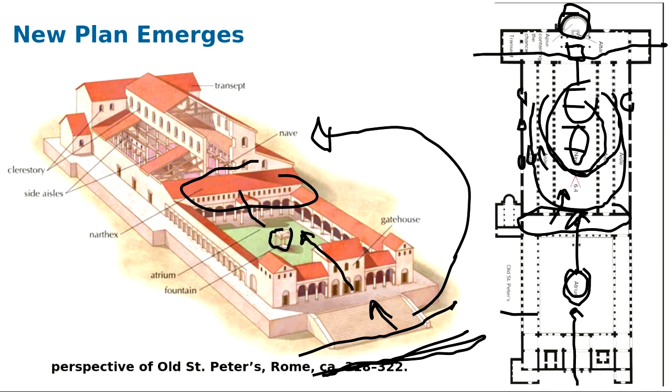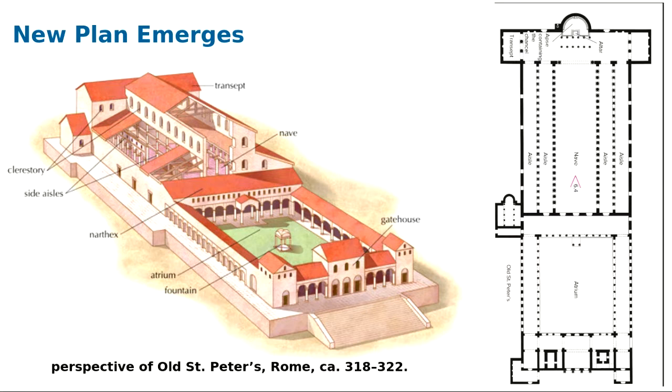So remember this plan, it's going to be pretty important for your quiz. This is basically the representation of early Christian architecture. If you just remember the Latin cross plan, then you're good.